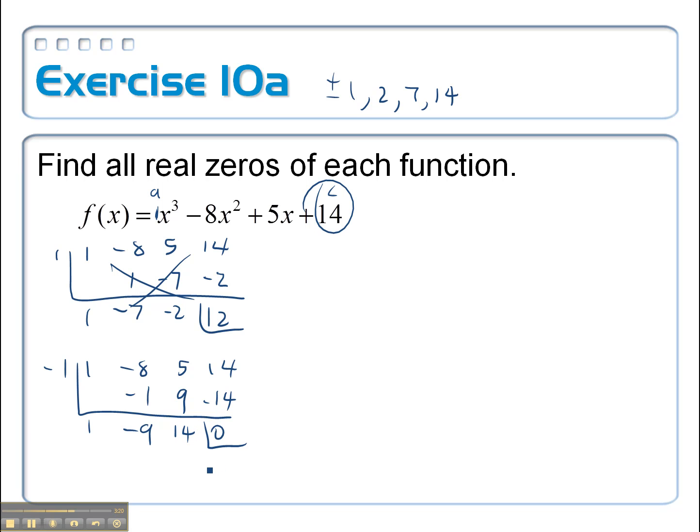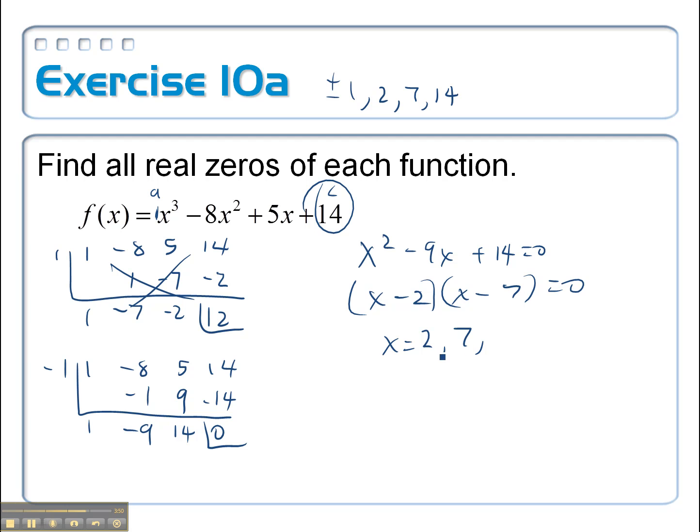So again, I could pull another one from this list, or just try to factor this, x squared minus 9x plus 14. Open up my parentheses here. I get x, and my only factors for 14 are 2 and 7. They both have to be negative. So x is equal to 2, 7, and negative 1.